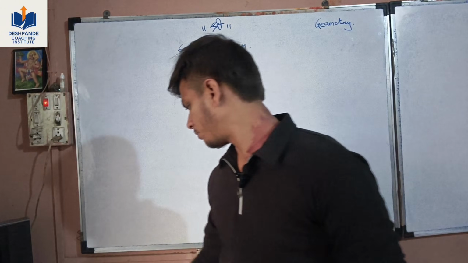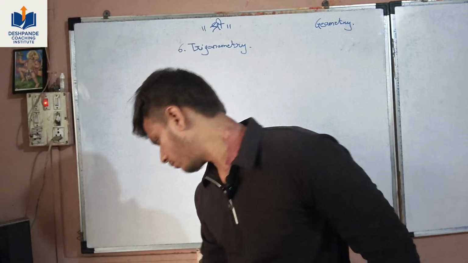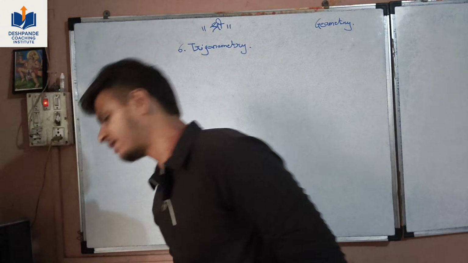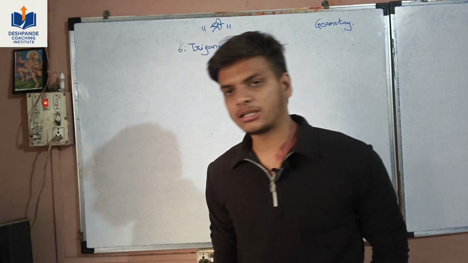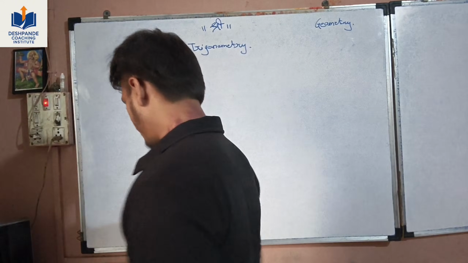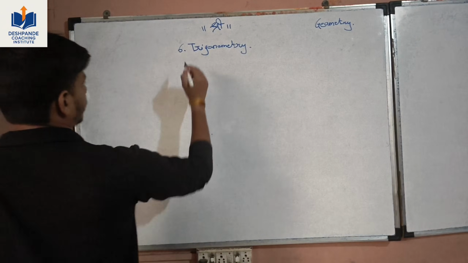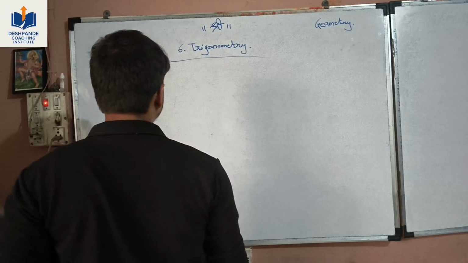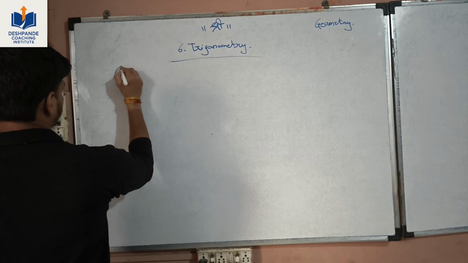There are three formulas given on page number 126. They are just shortcuts to solve the questions of trigonometry. So first we will check them. We are going to start the trigonometry lesson. So what are the formulas?